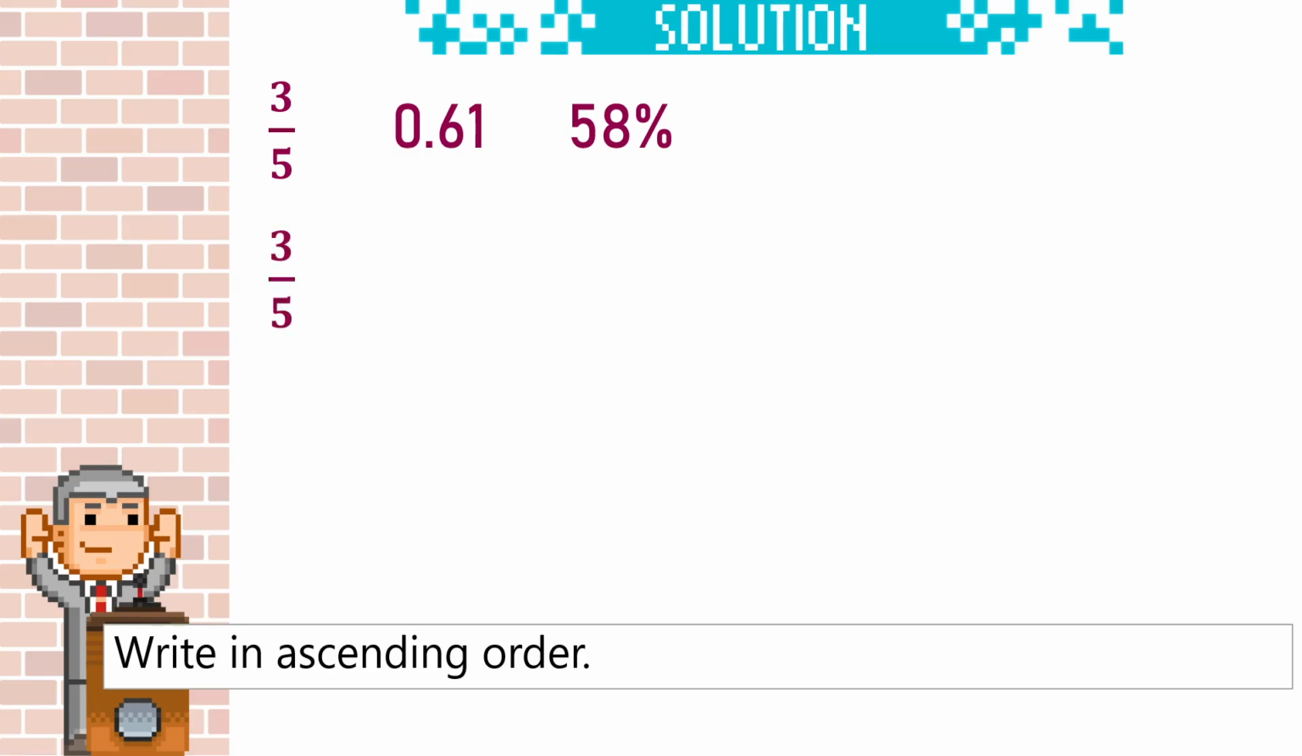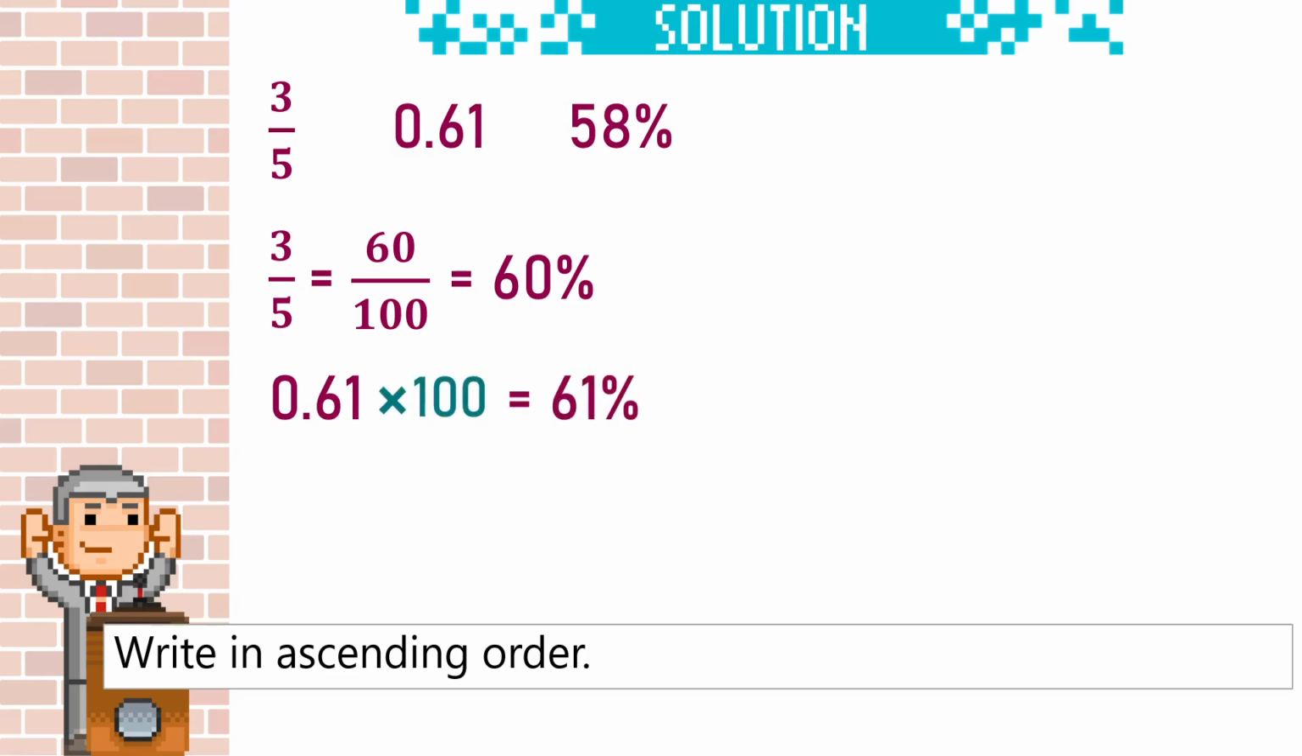To convert a fraction into a percentage, we need the denominator to be 100. We can times 5 by 20 to make 100, 3 times 20 is 60. The numerator 60 is therefore our percentage when the denominator is 100. To convert a decimal into a percentage, we can multiply it by 100. We can now order the percentages easily. We must remember though to put our answer into the original fraction, decimal and percentage.